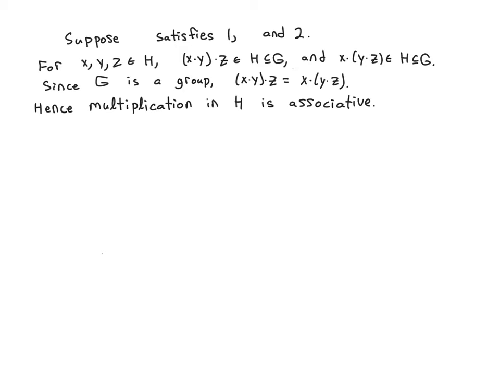Of course, now we state this more formally. Since G is a group, and these two products are both elements of G, we have x times y times z equals x times y times z in the larger group. So multiplication is associative. Note that this holds for any monoid G and any subset that's closed under multiplication. H is automatically a monoid. It automatically satisfies associativity.